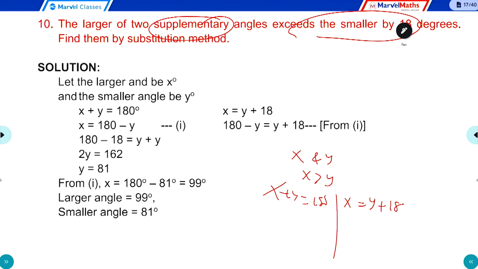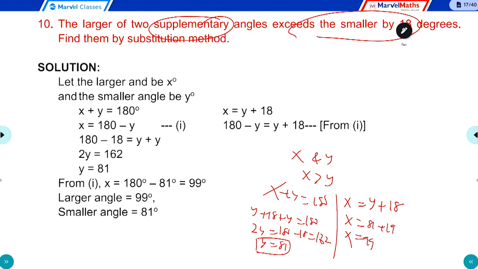So replace x equal to y plus 18: y plus 18 plus y equal to 180, 2y equal to 180 minus 18, this is 162. So what is y equal to? 81. y equal to 81, and hence what is x equal to? x equal to 81 plus 18, that is 99.